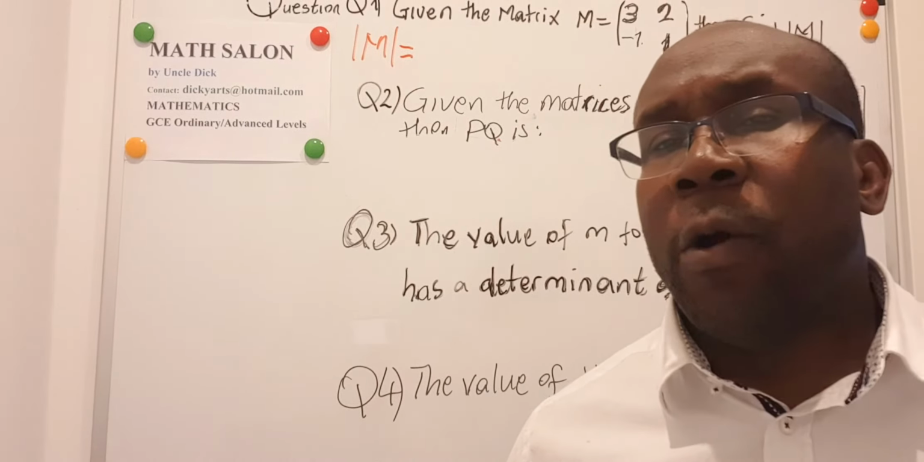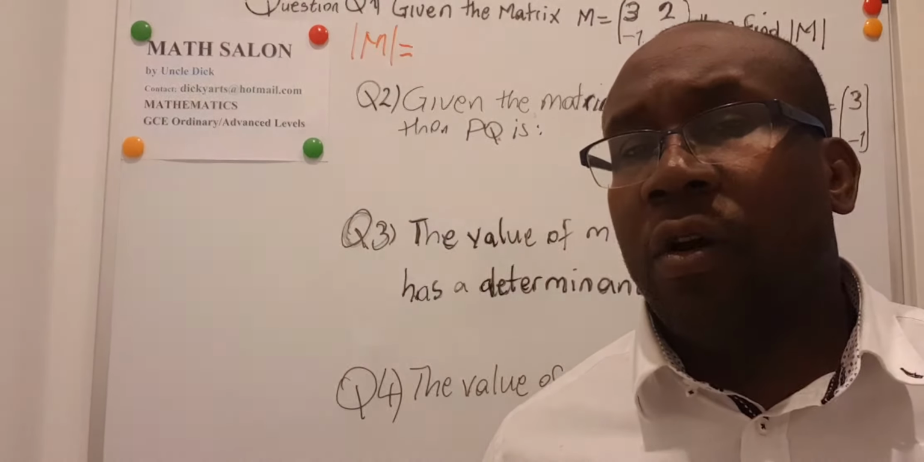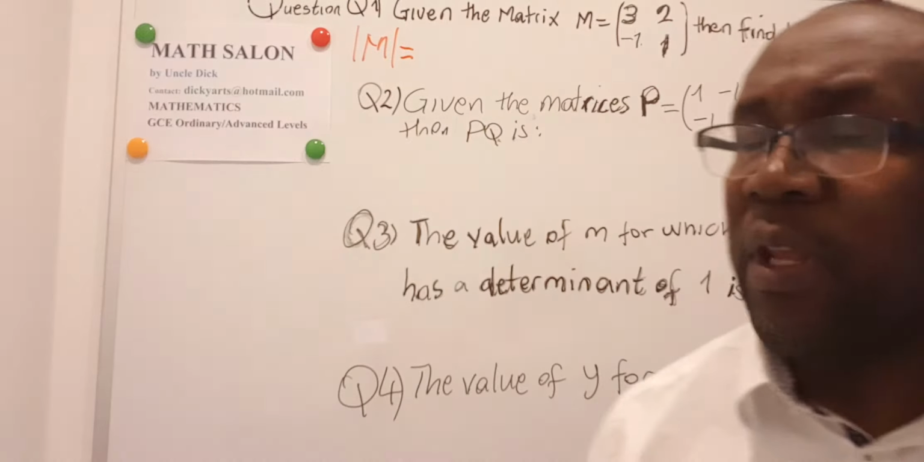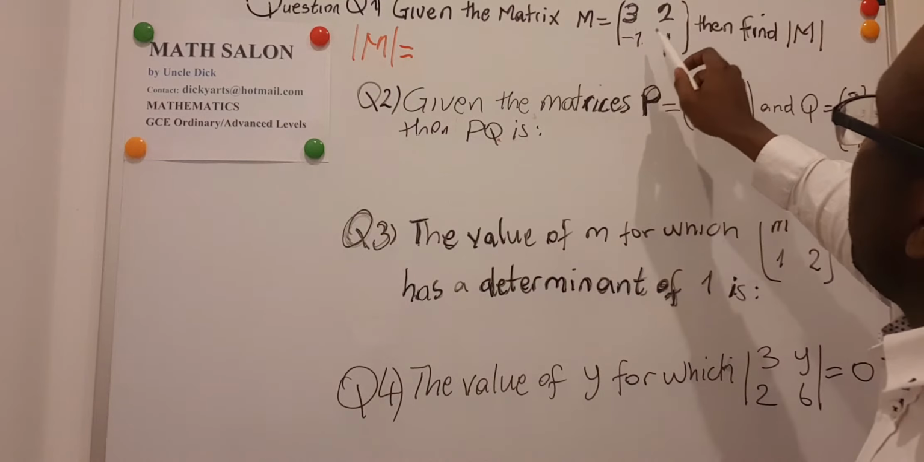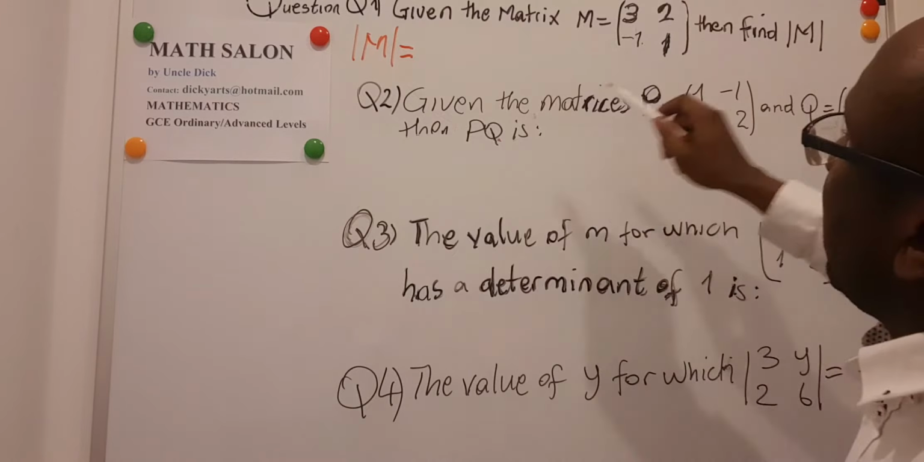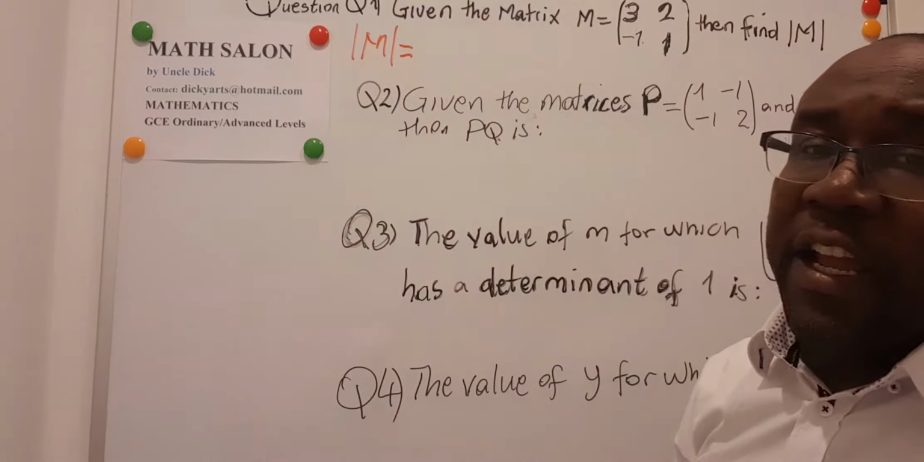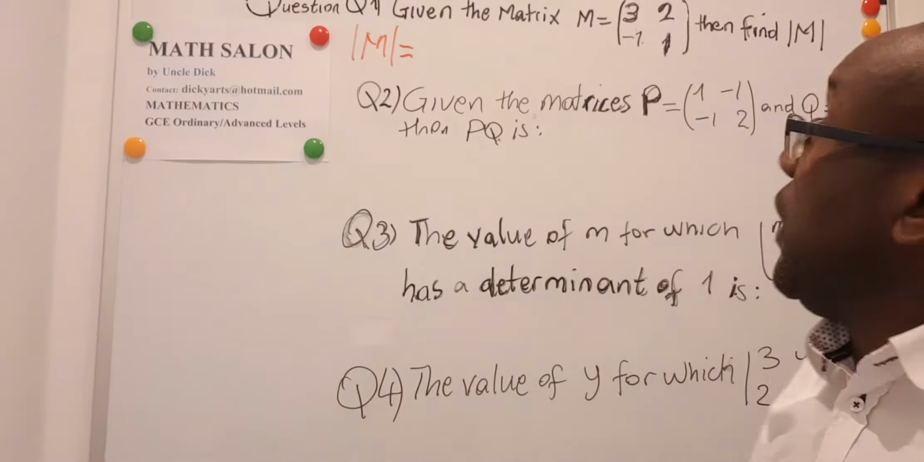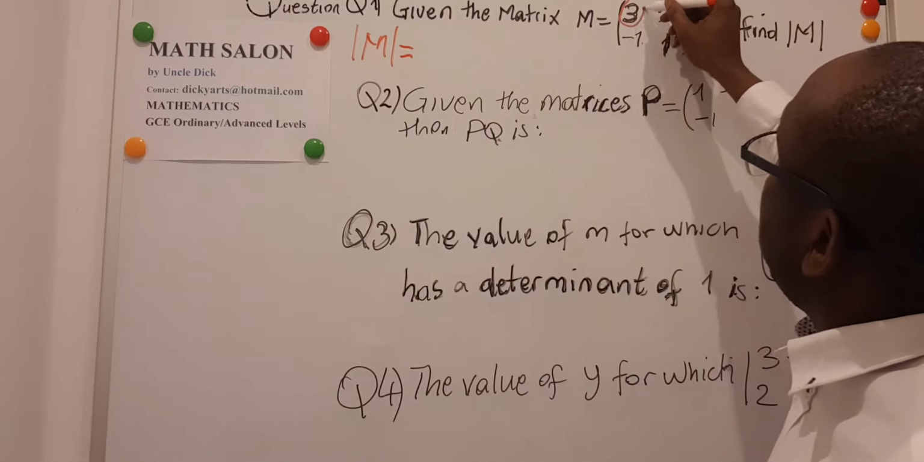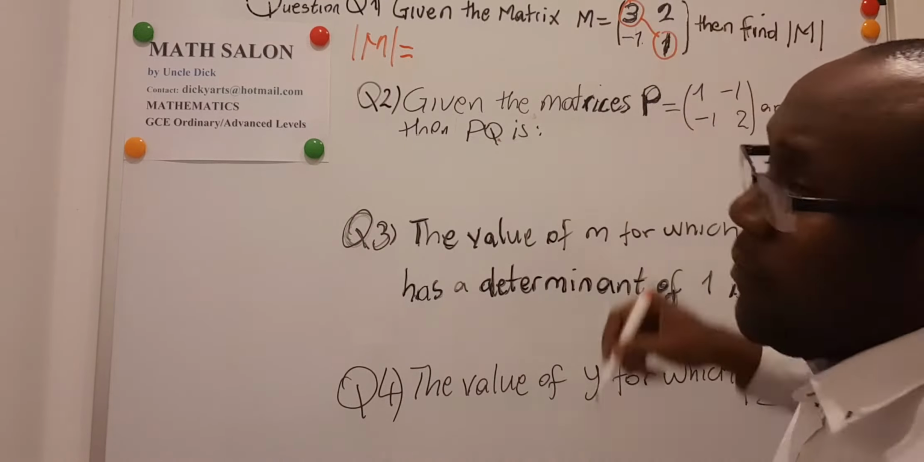We'll be looking at 4 paper 1 questions for the ordinary levels under the topic matrices. So the first question says, given the matrix M, which is 3, minus 1, 2, 1, find this. This notation actually indicates the determinant of the matrix. And for a 2 by 2 matrix, this is not complicated. It's simply this multiplied by that.